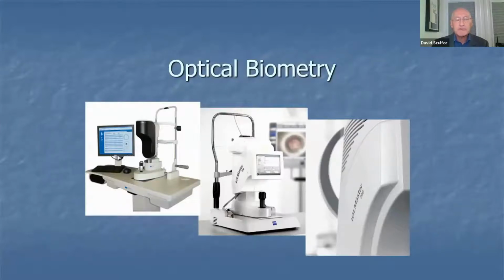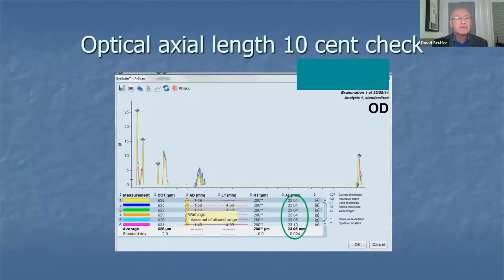So for optical biometry, with whatever instrument you're using, you've got to look at the repeatability of it. So here's one from the Lenstar. The Lenstar shows you all the readings together, so you can see if you've got any outliers, which happily we haven't on this one. There are one or two things that are worth looking at.